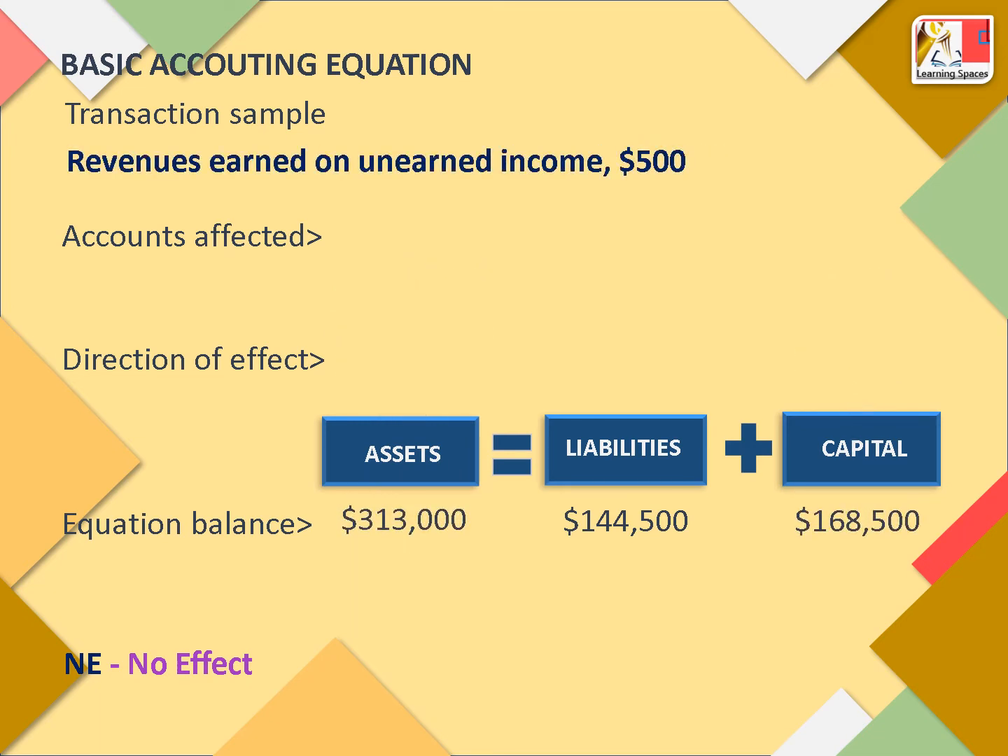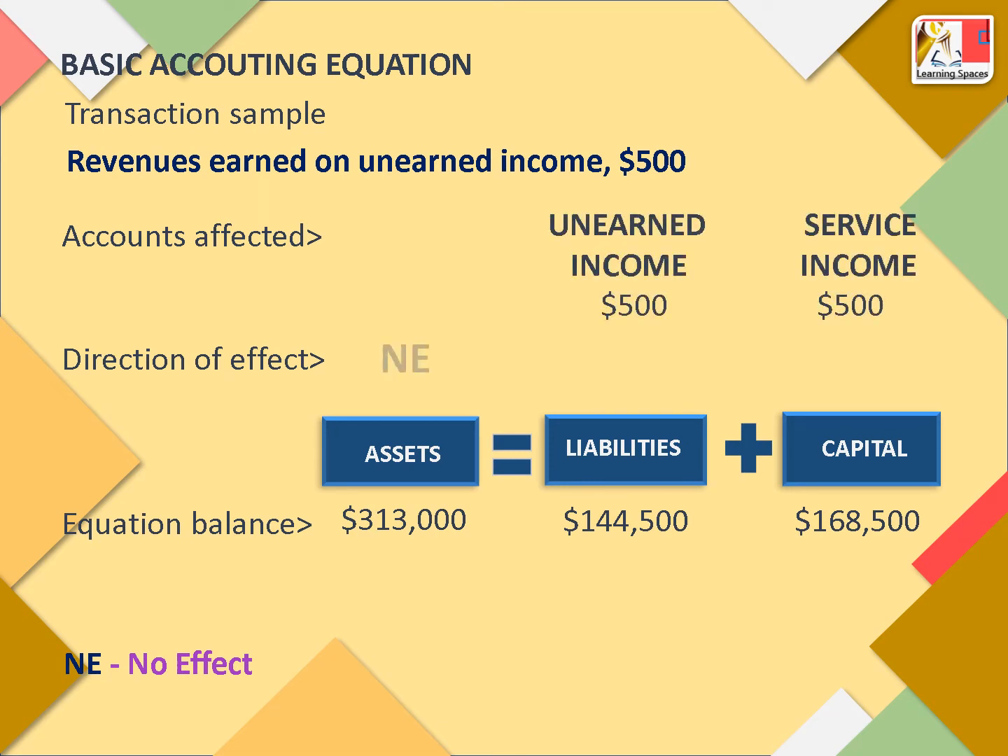Another is on an unearned income that was previously collected and has now been earned. The earned portion of the unearned income will be a deduction from liability, and the service income that has been earned will be an addition to capital.